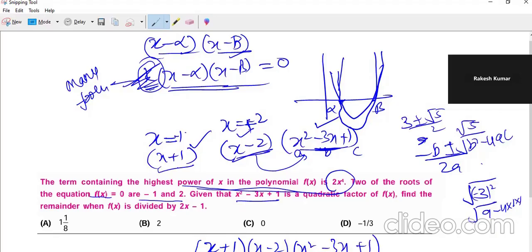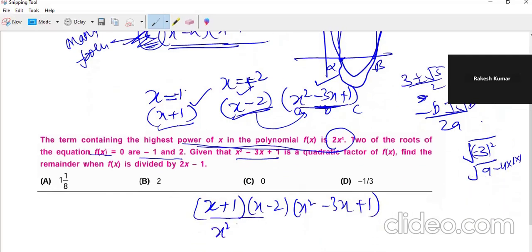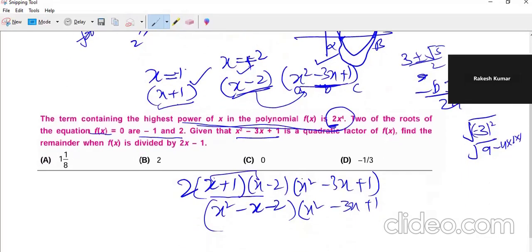no way will you get x to the power 4, because if you try it, you see what is happening. This will become x square minus x, plus minus 2x, x into x square, x into minus 2x, 1x and minus 2. And then you multiply this. So you don't get this 2. So the 2 comes, 2 is the k, that k thing I said. So k here is 2. So this is the polynomial.